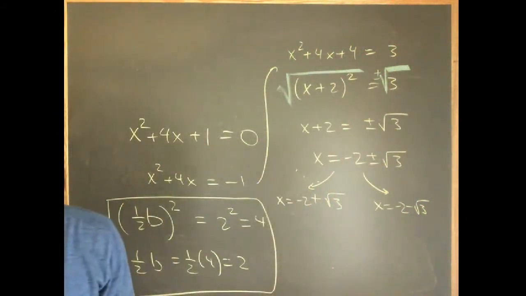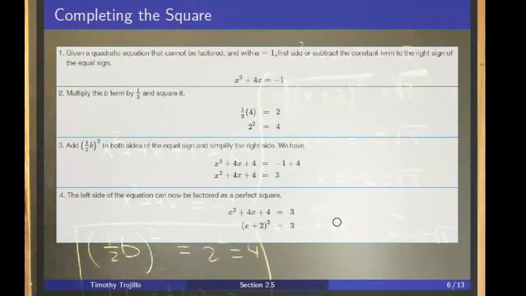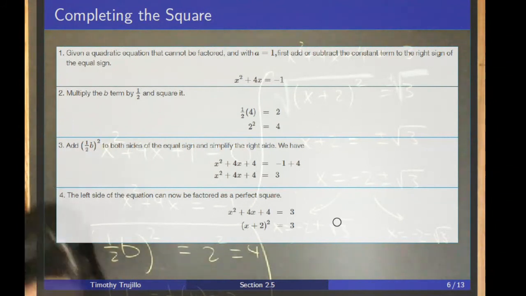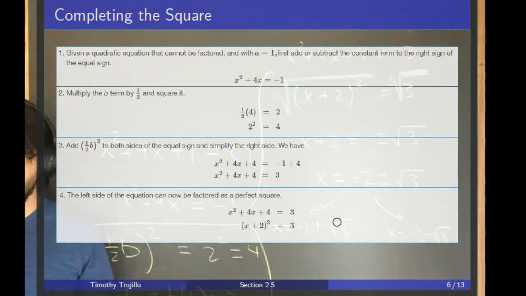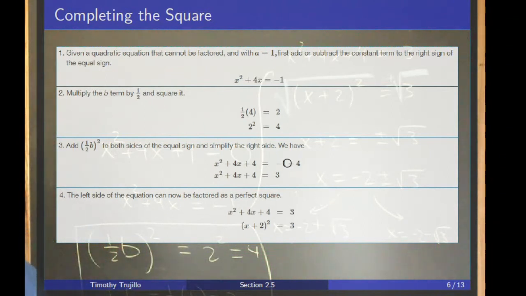Okay? So let me come back to this guy. That's again what they're saying here in number 4. And in this example, they're factoring it into x plus 2 squared. So Wilson, the 3 came from the fact that we added 4 to the right-hand side. So that was that negative 1 plus 4 gave us a 3. You can see that here.